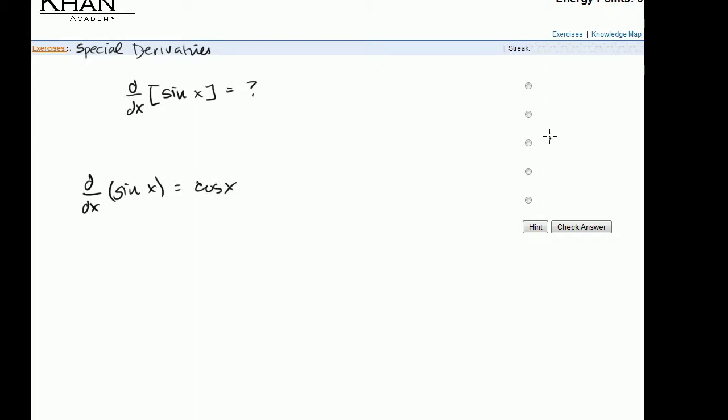And so obviously cosine of x will be a choice. Maybe sine of x will be a choice. Maybe minus cosine of x. Maybe minus sine of x. Maybe tangent of x. So all of the different things that might confuse someone who hasn't seen this type of problem before. Very straightforward. We also might do the derivative of cosine of x.